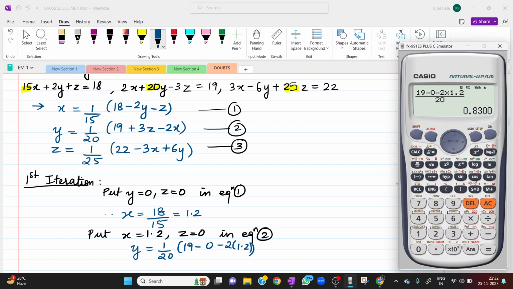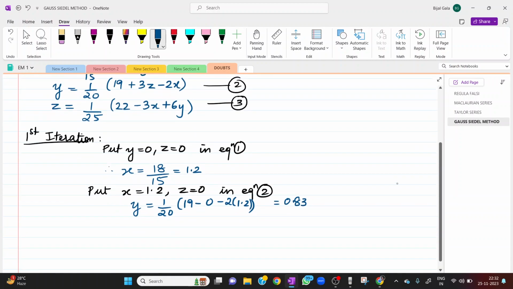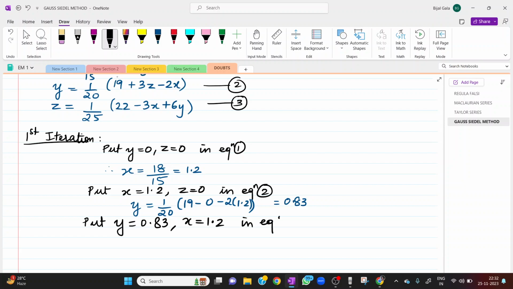So in decimal it is 0.83. Okay, y मिल गया, x मिल गया, z ढूंढना है. I'll put the freshest value. So I'll put y as 0.83 and x की freshest value में plus 1.2 है in equation number 3. So I will now get z is equal to 22 minus 3 into 1.2 plus 6 into 0.83 divided by 25.